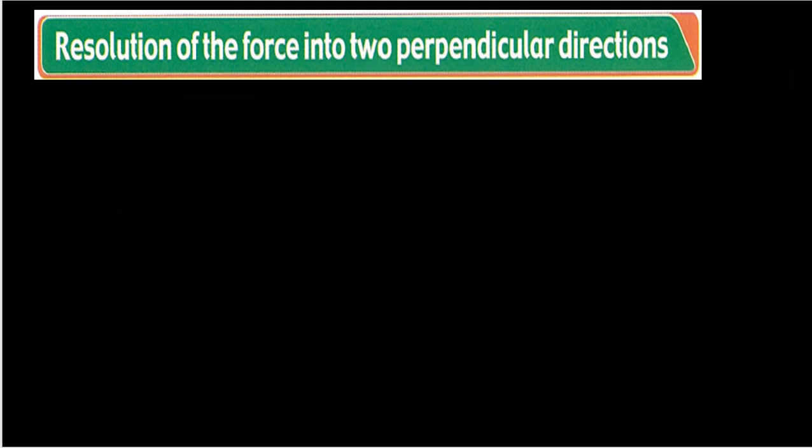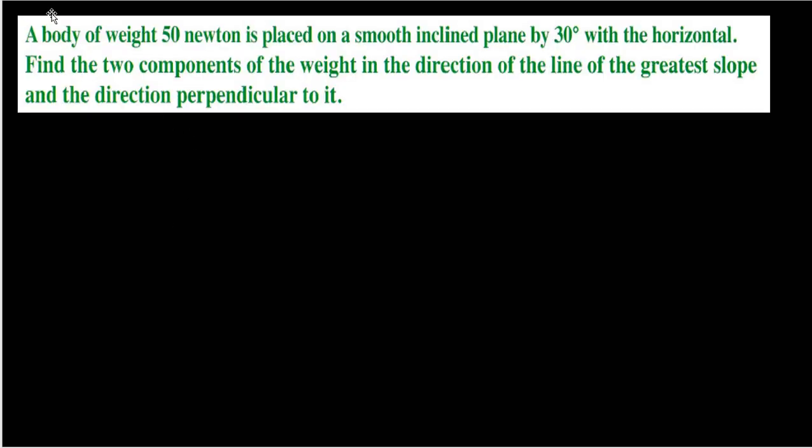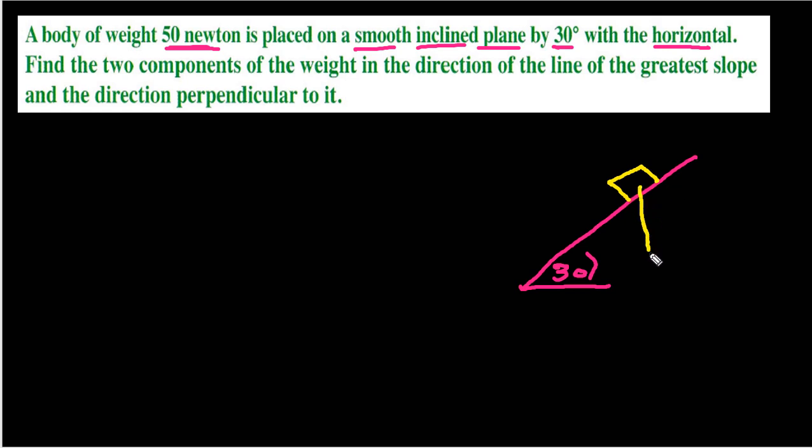Now we will solve some problems. Like this question. It said here a body of weight 50 newtons is placed on a smooth inclined plane inclined by 30 degrees with the horizontal. Then you will draw the inclined plane with the horizontal by 30 degrees. And the body, where is the body? This is the body. Okay, and its weight downward. Its weight is 50.